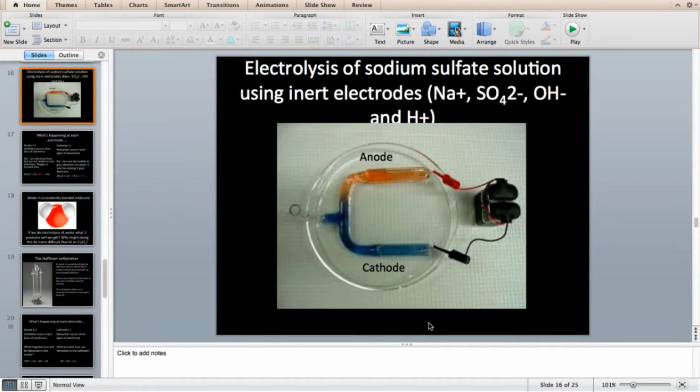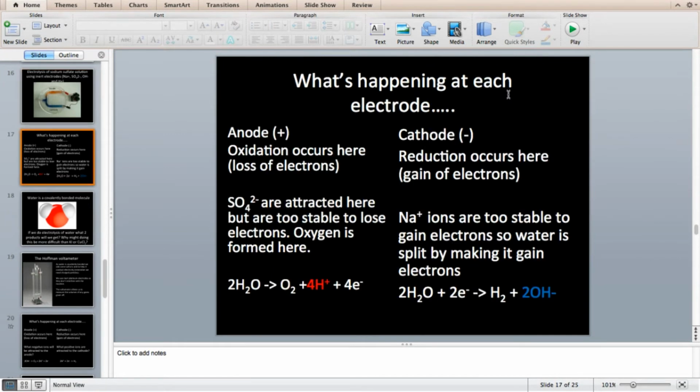Okay, your third mandatory electrolysis experiment. So there's only really 3 you have to learn off, okay? So this is sodium sulfate solution. So your ions present, girls, are sodium, sulfate, OH minus and H plus ions. Now, here, girls, your sodium and your sulfate ions are actually really stable. So what you get forming at your cathode and your anode here is actually the splitting of water. So again, you have to learn off your 2 half equations here.